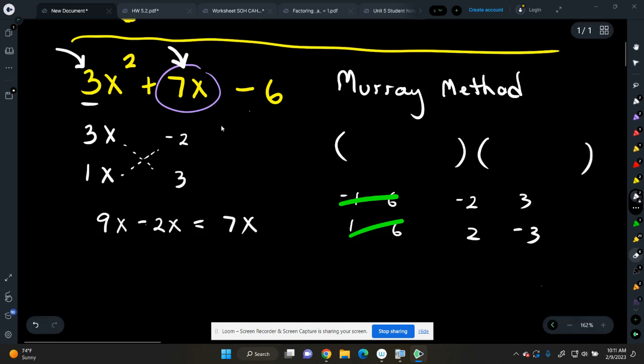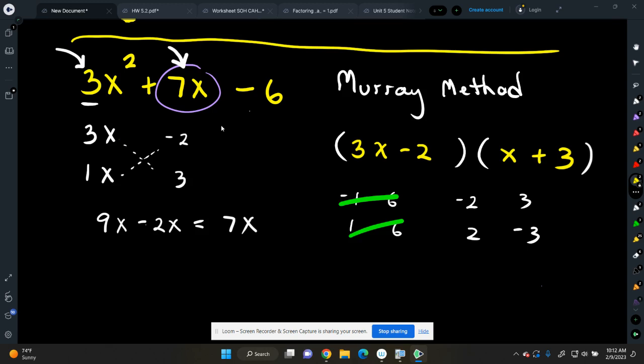Now that I found the correct factors, I'm going to just list them straight across. We cross multiplied to check it, but we go straight across to factor it. So this is going to be 3x minus 2, x plus 3, and we're done. Okay, so it got significantly harder when we put a number in front of that x squared, didn't it? Okay, it's a lot more work now. Okay, let's try another one.